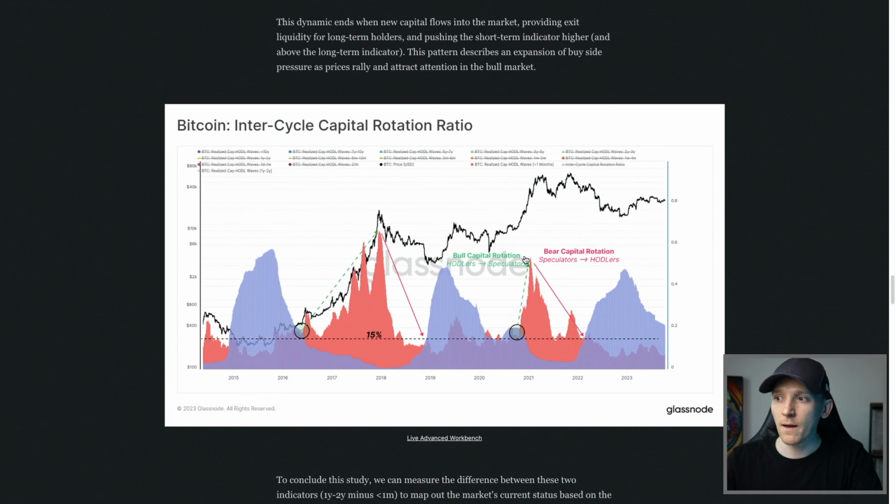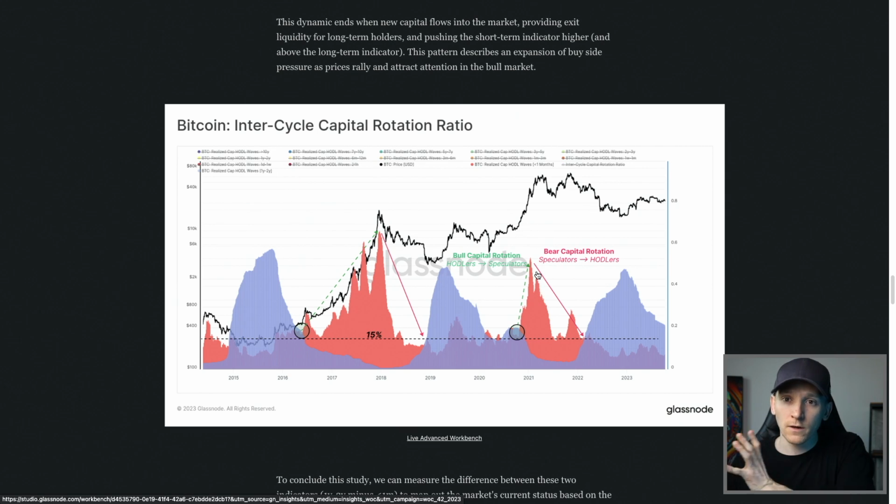So as you can see, bear capital rotation, speculators over hodlers, right? So during bull markets, that peaks up. We don't want to be part of that. We want to be part of the clever money who are buying in bear markets and selling in bull markets and being on the right side of the cycle. We can see that as speculators pour in, they push the price up. That's when long-term investors can let some go, and then we accumulate back in bear markets.